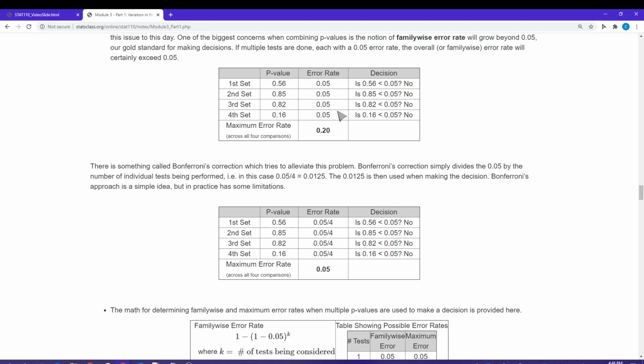Again, we want to try to maintain a 5% error rate. But when I use multiple p-values, I'm going to have an explosion, or great increase, in the maximum error rate for my analysis.